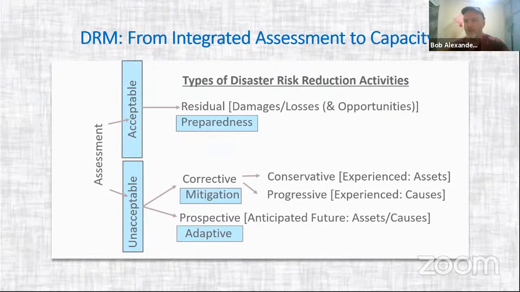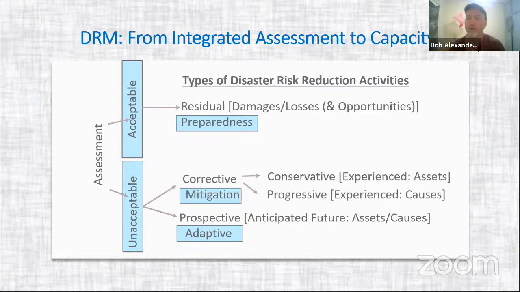if we go to the bottom, as I mentioned in the original integration diagram, when we do our assessment and we're seeing what's unacceptable, we then can look at what's already happened. That's what we call corrective risk reduction: we look at what's already happened because of previous disaster risks. When a landslide happened, we say, okay, the landslide happened. We can then do conservative corrective risk reduction based on our experiences and rebuild those assets. Or we can look at it progressively and say progressive corrective risk reduction.